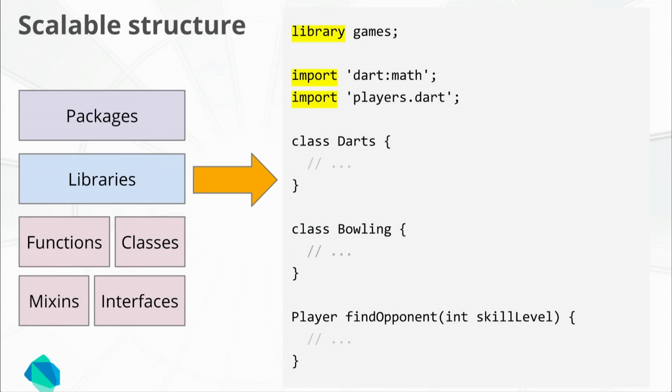OK, so that was the syntax, a little bit of the semantics. Let's talk about the structure. Now, we've seen functions and classes, and we'll see some of these other features like Mixins in a little bit. So let's talk about libraries. Dart has a really nice way to bunch up your code into reusable chunks we call libraries.